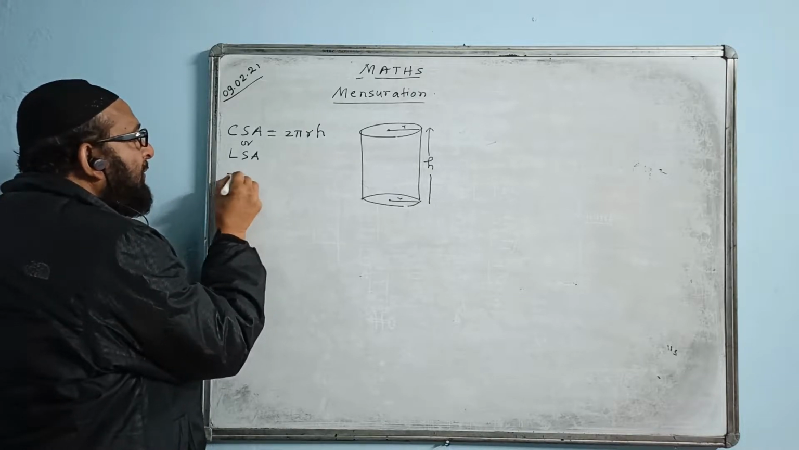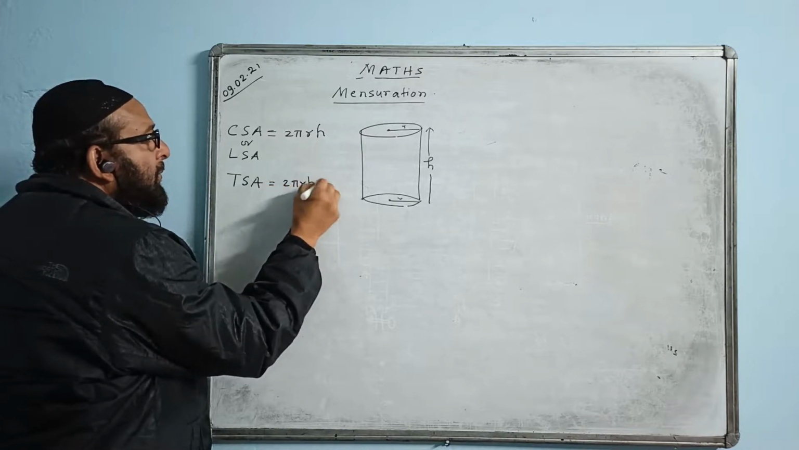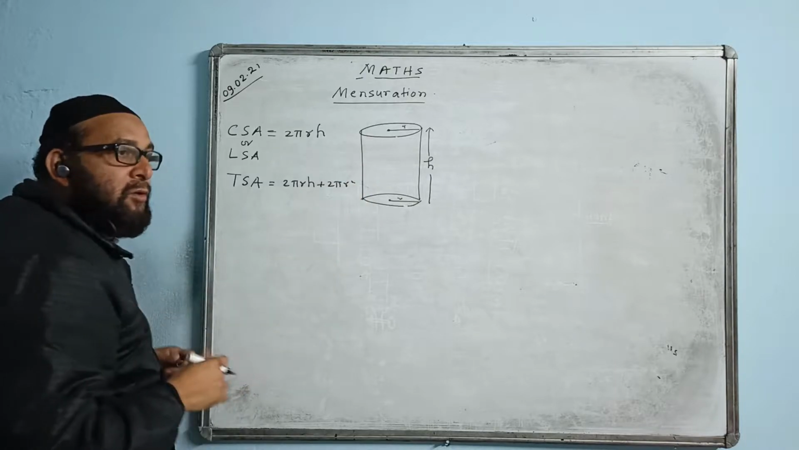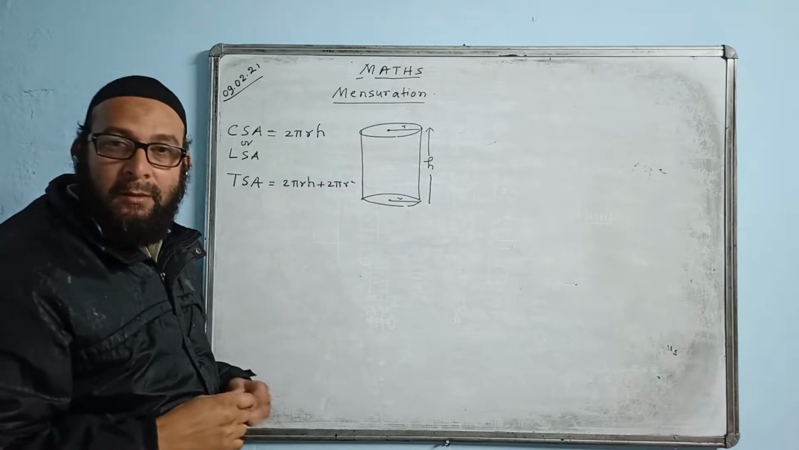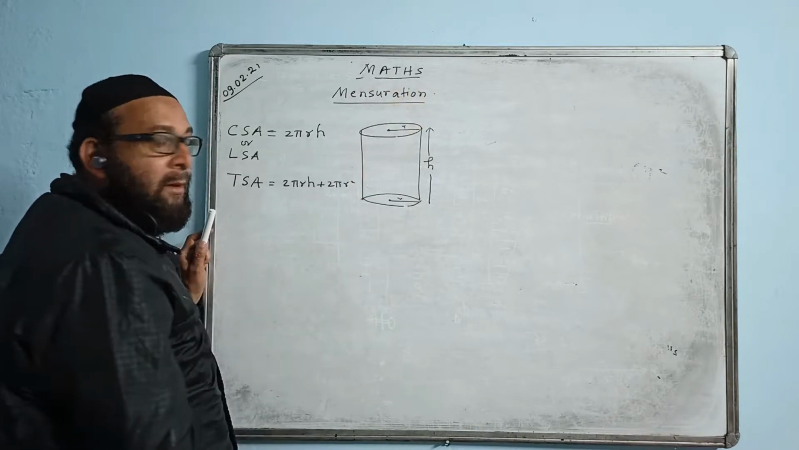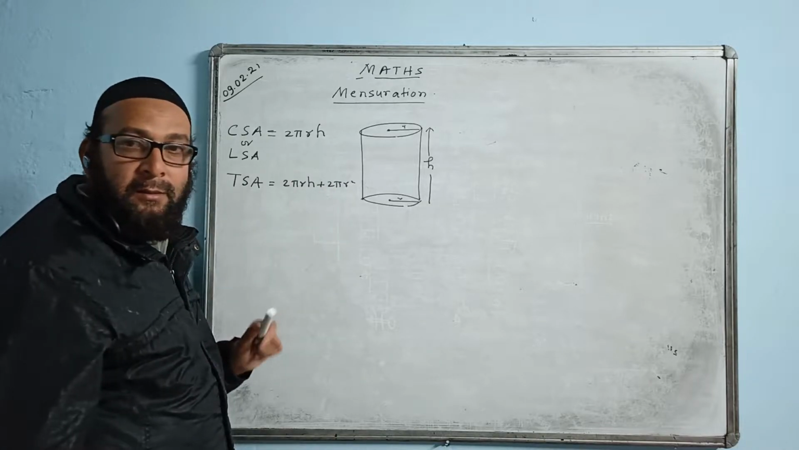Then the second formula we have is total surface area. Total surface area will be 2 pi RH plus 2 pi r square, since 2 circles are there. This is for a closed cylinder. If the cylinder is open, that is only one end will be there, the bottom will be there, but the top will be open. So we have only pi r square: 2 pi RH plus pi r square only will be taken.